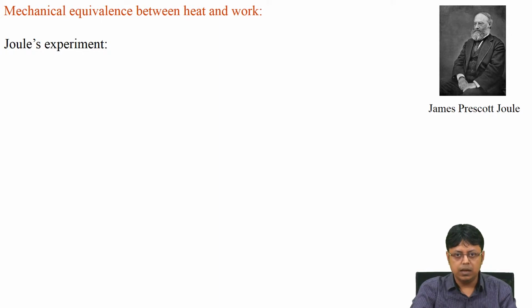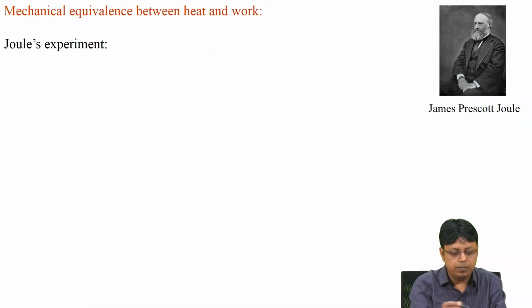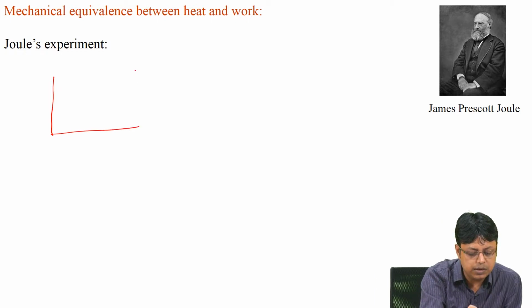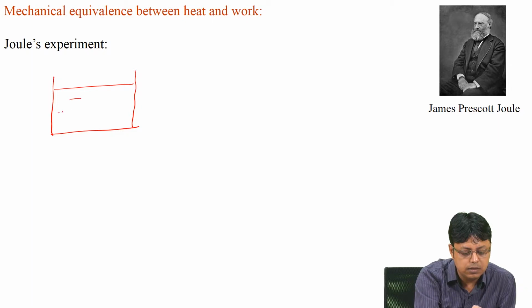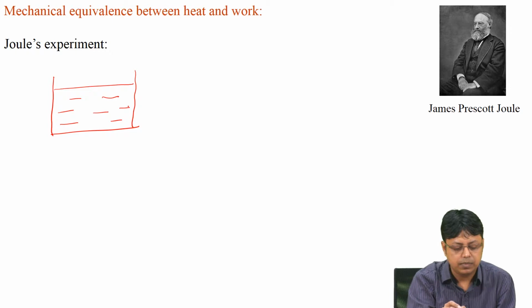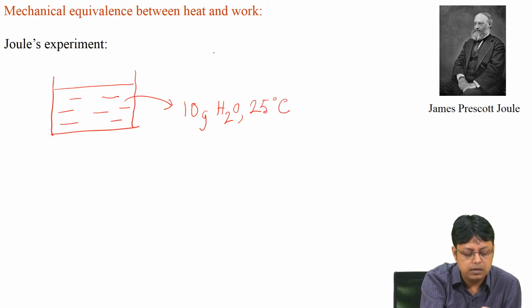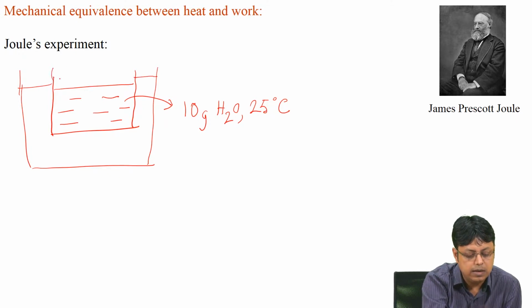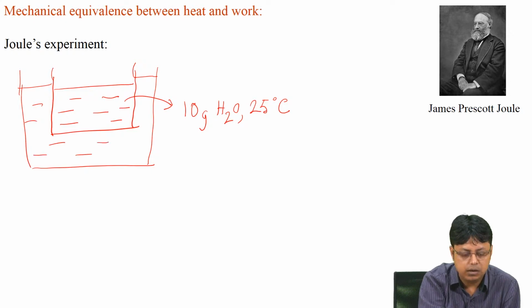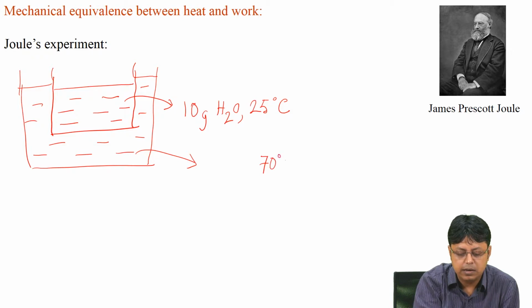Let us first take an example and then we will discuss what is known as Joule's experiment, which was demonstrated by James Prescott Joule. Before we discuss Joule's experiment, let us conceptually try to understand how we can increase the energy of a system. Now suppose we have a system which is 10 gram of water initially kept at say 25 degrees centigrade, and now we keep this system inside another bath of water which is at higher temperature. Let us say the temperature here is 70 degrees centigrade and the mass of the water in this bigger bucket is 100 gram.